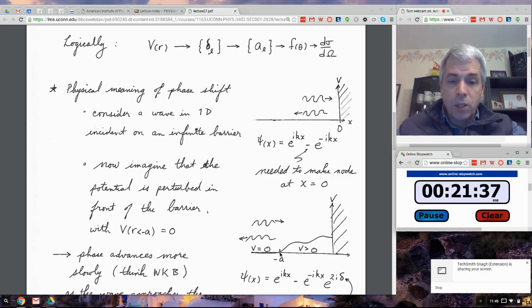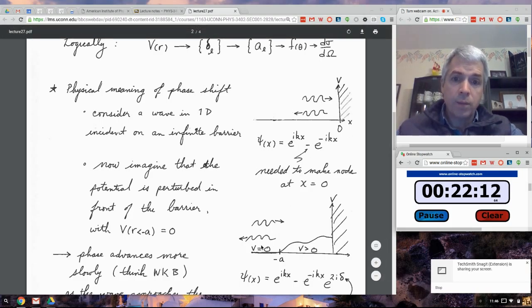Then, once it reaches the V equals 0 region, it resumes the same functional form as we had before, going as e to the minus ikx, propagating in the other direction with exactly the same wavelength and, because of probability conservation, exactly the same magnitude of amplitude. So what changed between this situation and this situation?